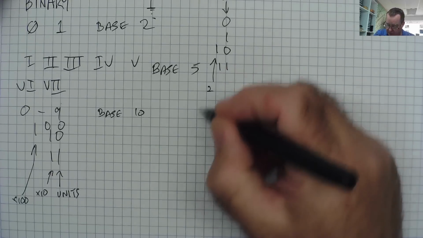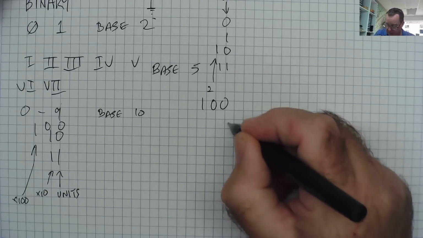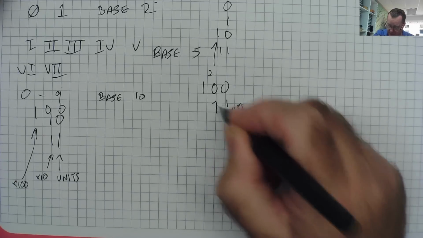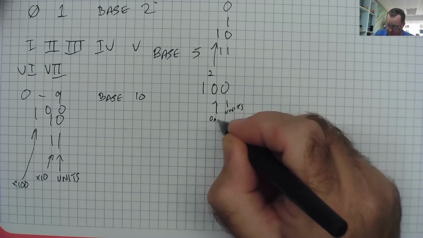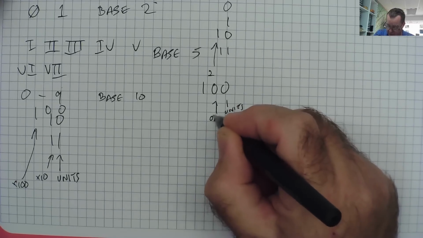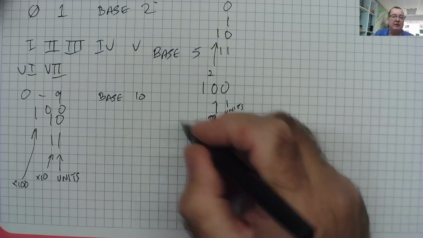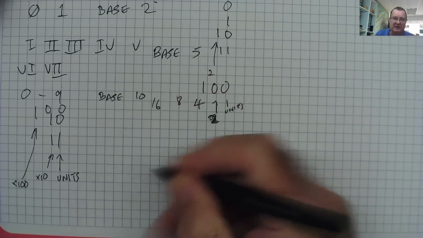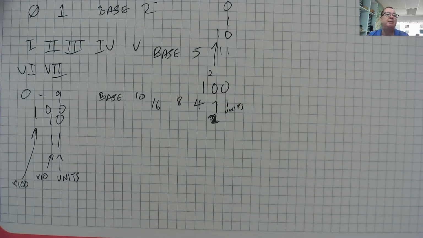And if we want to go to 4, we have to add another column. So this is your units. This is your 2s, how many 2s, yeah? And this is your 4s. And the next column will be how many 8s and how many 16s and so on. So that's binary.